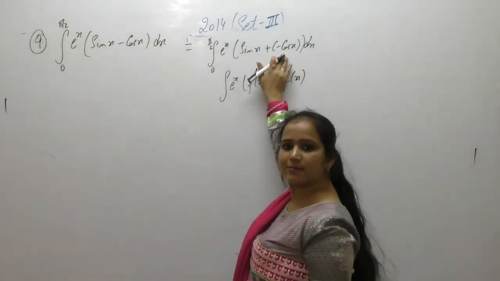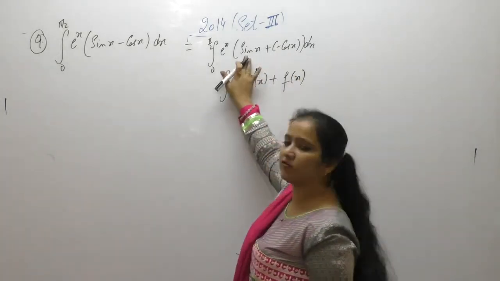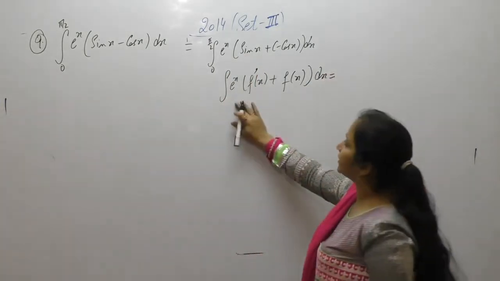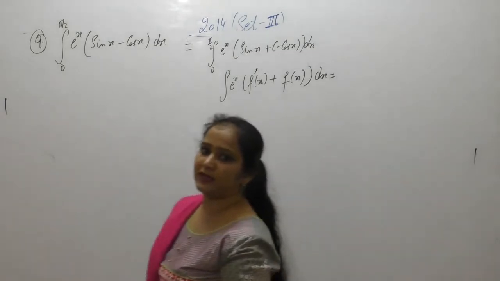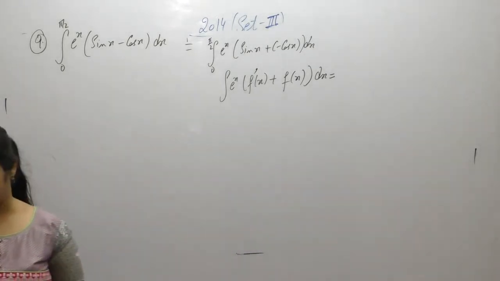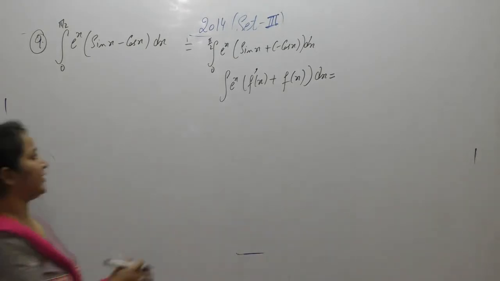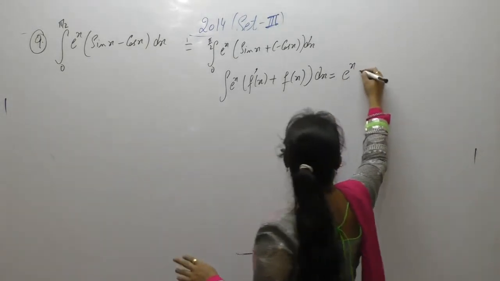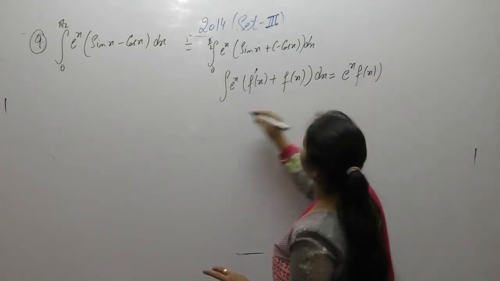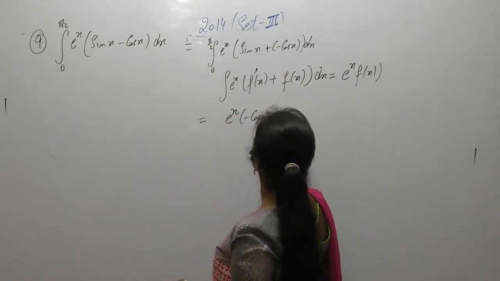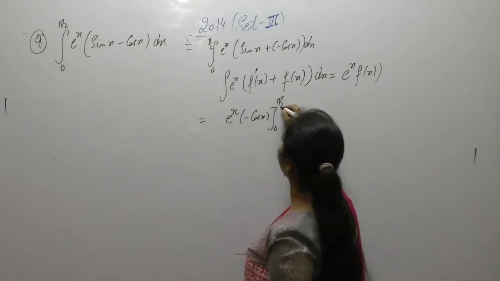Derivative of cos is minus sine, so derivative of minus cos is sine. What is the formula for this? Integral of e^x (f(x) plus f dash x) is equal to e^x f(x). So e^x f(x) is minus e^x cos x. Limit goes from 0 to pi by 2.